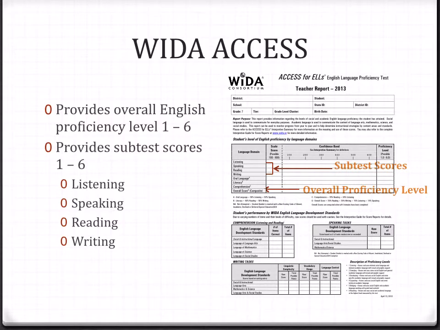Now, it is important to note that students in kindergarten will not have this report because they have not taken the summative assessment, only the WAPT placement test. Instead, they will have a score from 1 to 30. 1 to 10 indicates a beginning oral proficiency. 11 to 18, a mid-range oral proficiency. 19 to 28, a high oral proficiency. And students scoring a 29 or 30 have native-like proficiency, so they do not receive ESOL services.